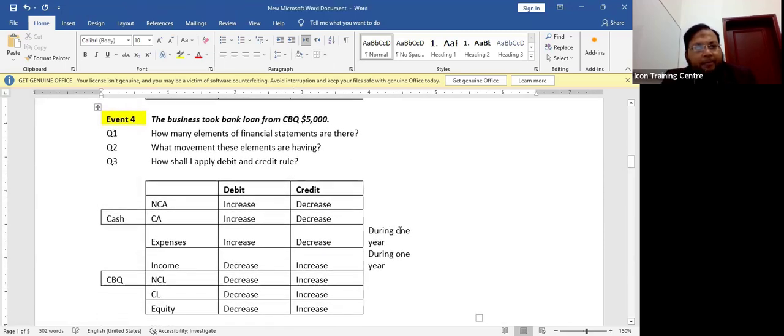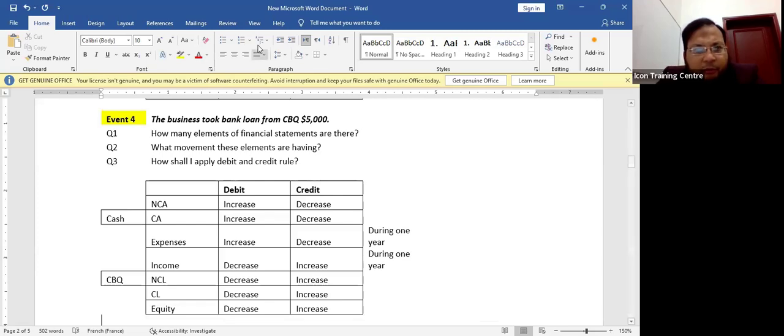It says that the business took bank loan from CBQ, $5,000. Now CBQ is a bank which is called Commercial Bank of Qatar, and the amount is 5,000. Now there are three questions. How many elements of financial statements are there? What movement do these elements have, and how shall I apply debit and credit, right? So again, we have five elements: assets, liabilities, equity, income, and expense.